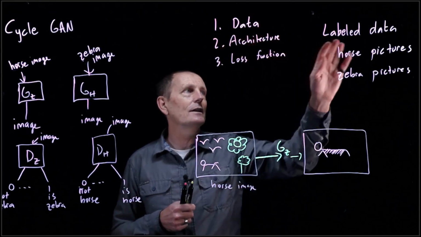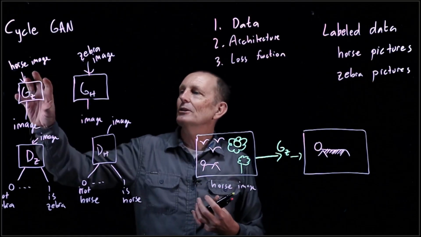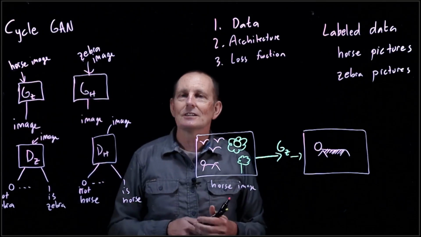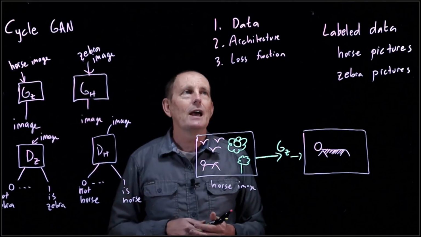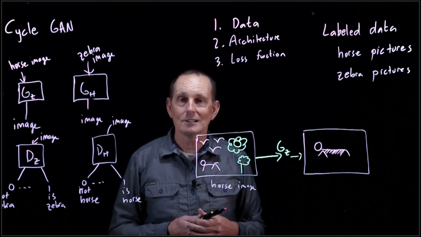In our case, we know our data. It's these labeled horse and zebra pictures. We know the architecture. We're going to be creating four different neural networks, probably convolutional. And then the question is how we're going to do our loss function. The loss function controls what gets learned.